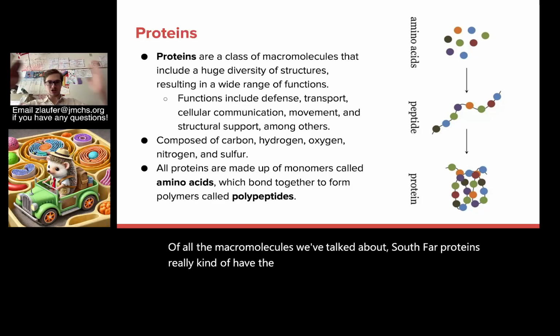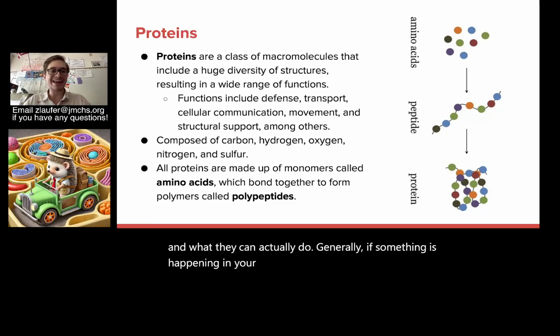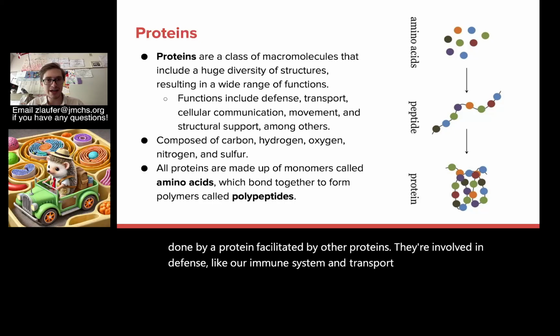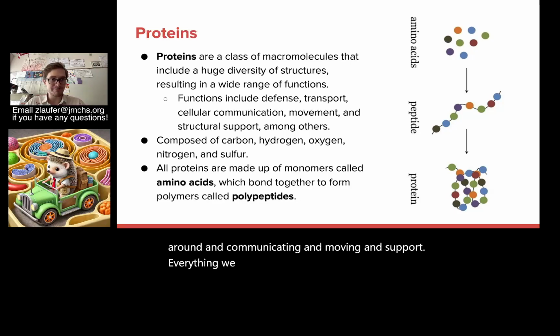Of all the macromolecules we've talked about so far, proteins really have the biggest range of what they can look like and what they can actually do. Generally, if something is happening in your body, if you're doing anything, it's probably done by a protein facilitated by other proteins. They're involved in defense, like our immune system, and transport, getting stuff around, and communicating and moving and support, everything. We can even break them down for energy. So they really do have a huge range of actual functions.